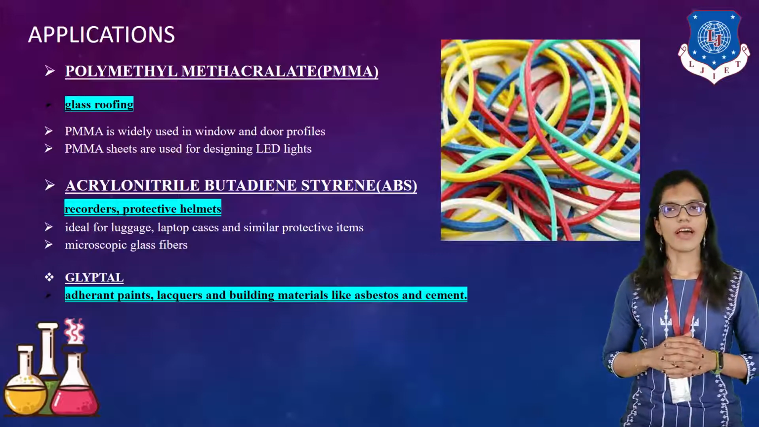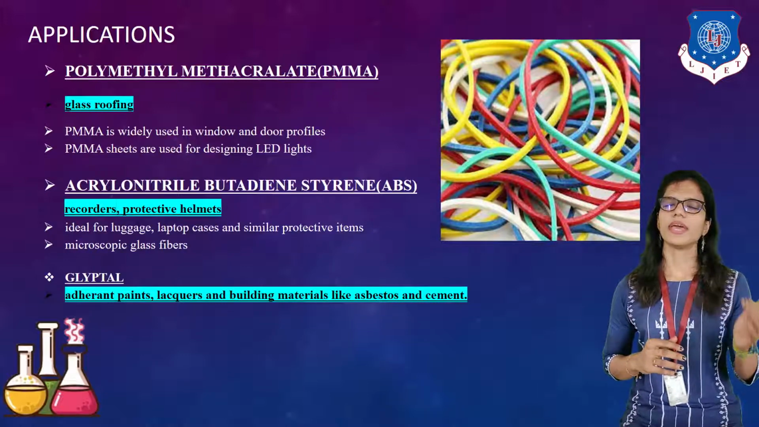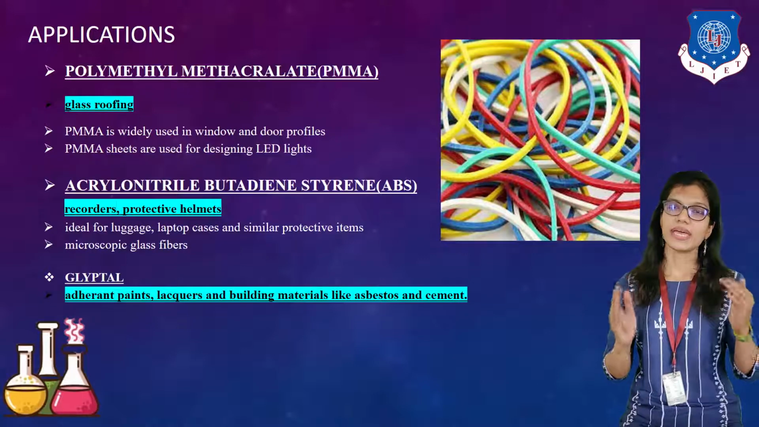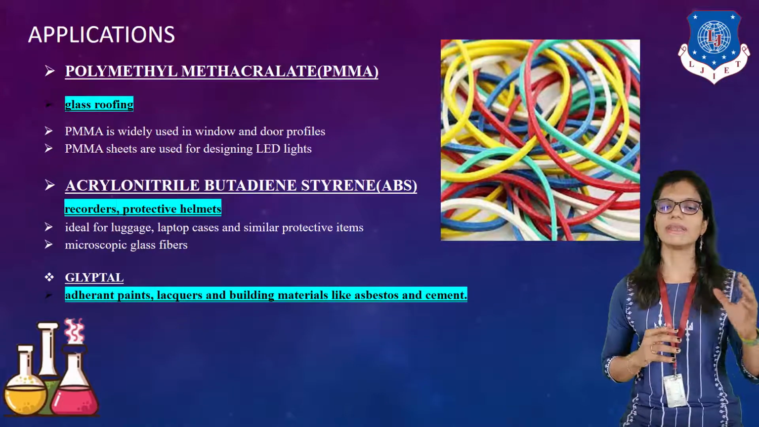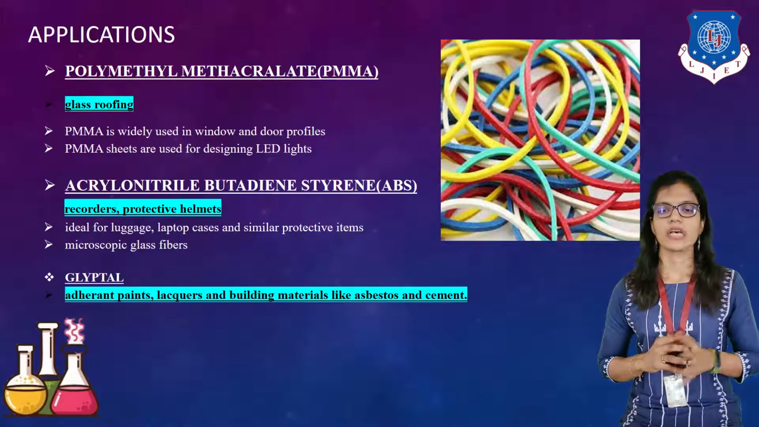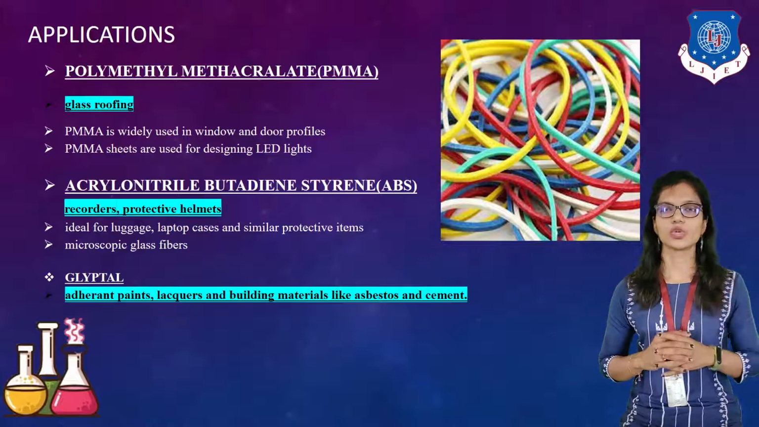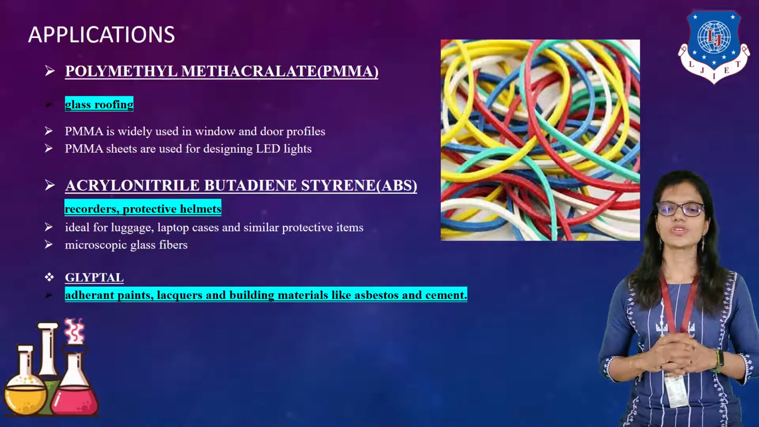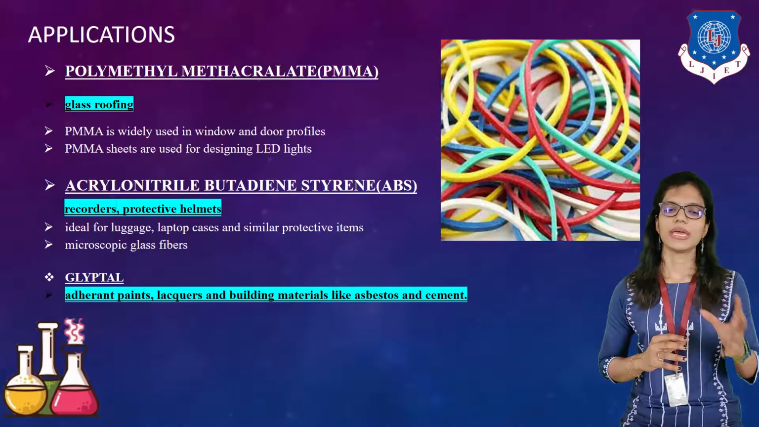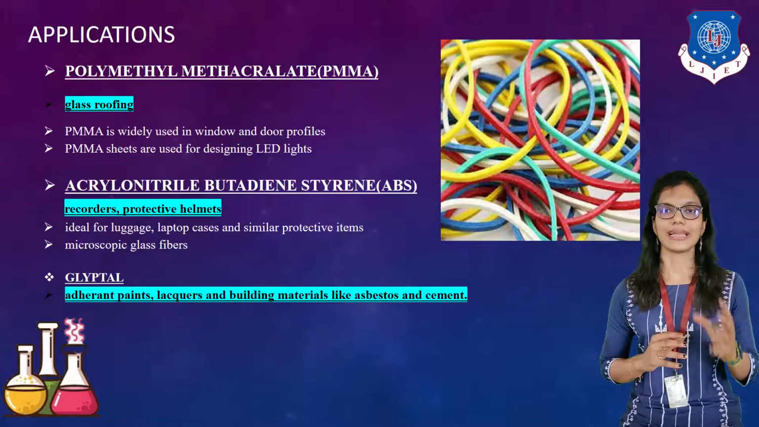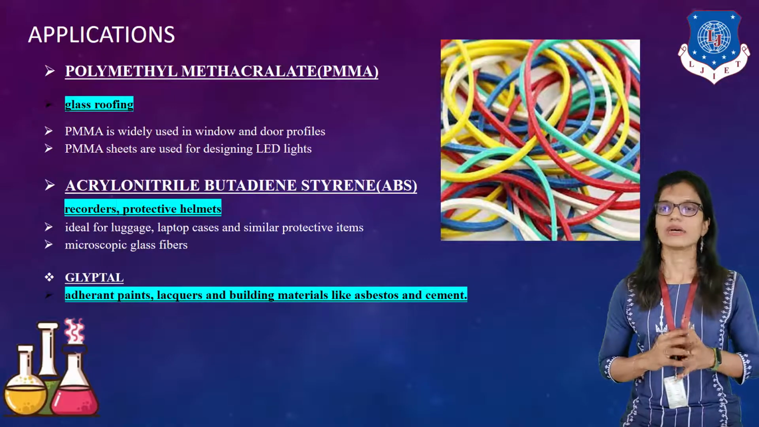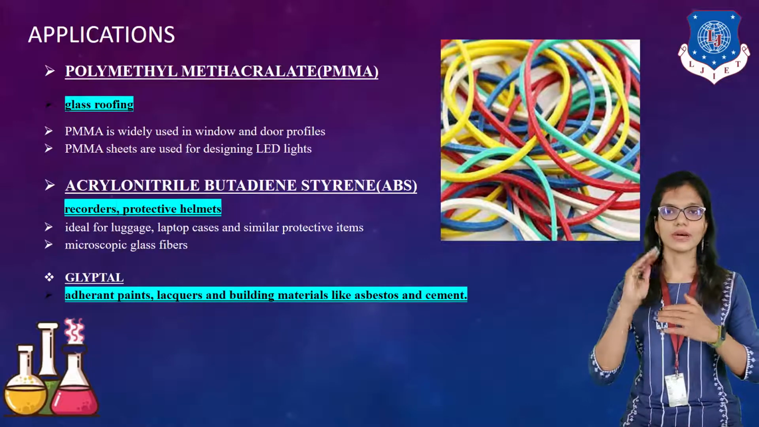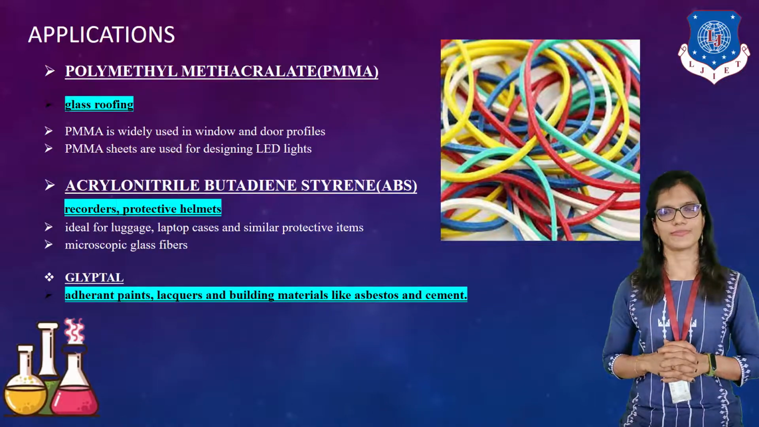Next one that we will have here is PMMA. PMMA stands for polymethyl methacrylate. So this PMMA is used in glass roofing. It is widely used in window and door profiles, the transparent ones. PMMA sheets are used for designing LED lights. They are widely used in manufacturing the cockpit also.